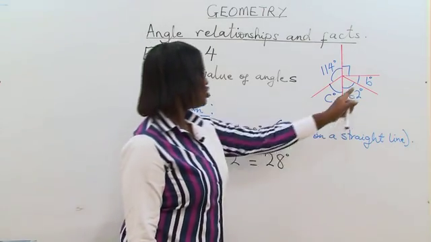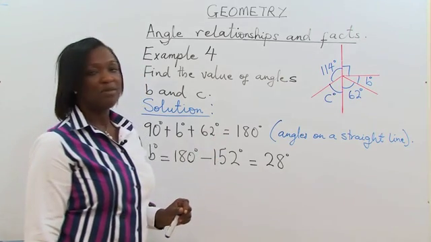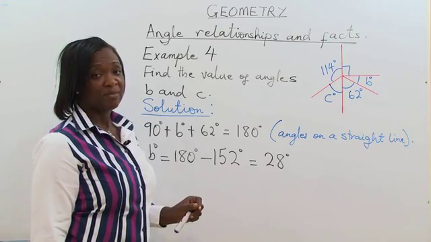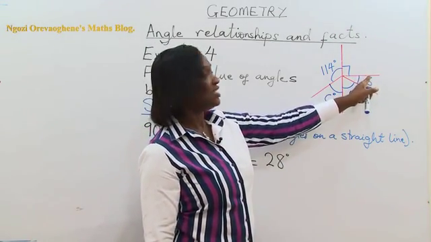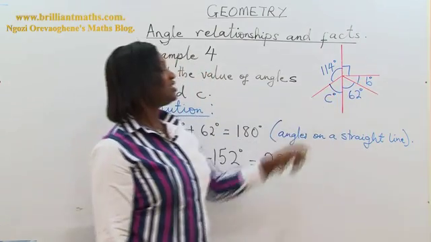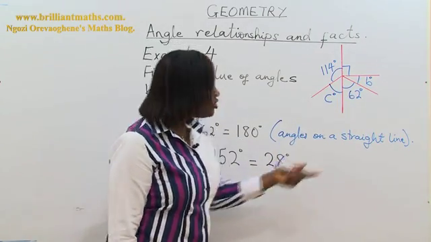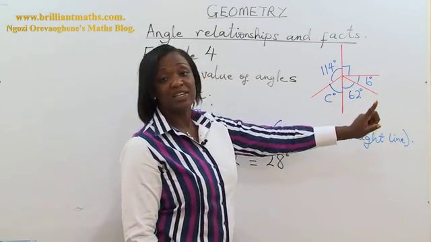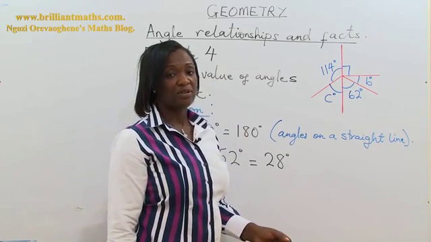And if you add 28 to 62, what will you get? You will actually get 90. Because this is a right angle, which is 90. And 90 plus 90 is 180 degrees. That means we could easily have subtracted 62 from 90 to get angle B. That's also another method.